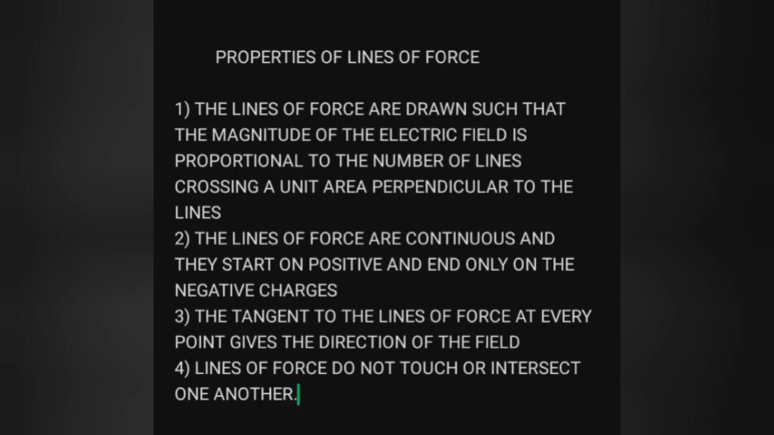The properties of the lines of force: the lines of force are drawn such that the magnitude of the electric field is proportional to the number of lines crossing a unit area perpendicular to the lines. The lines of force are continuous and they start on positive and end only on negative charges. The tangent to the lines of force at every point gives the direction of the field. The lines of force do not touch or intersect one another. This is what you need to know about lines of force. It usually comes out in tests.